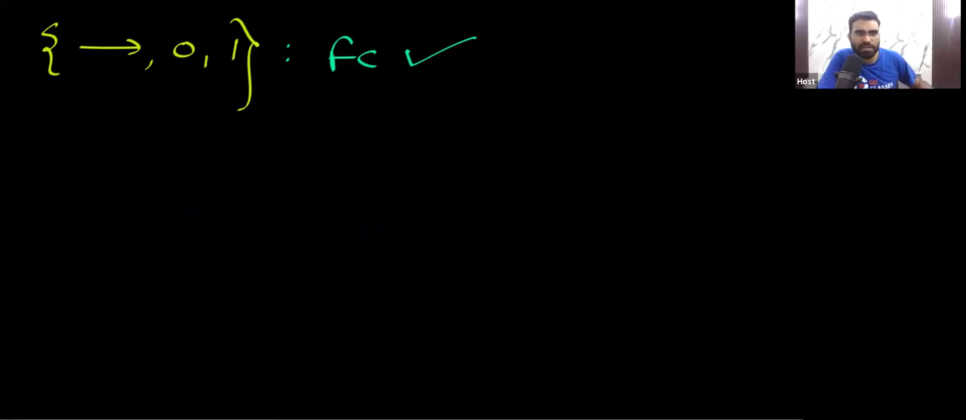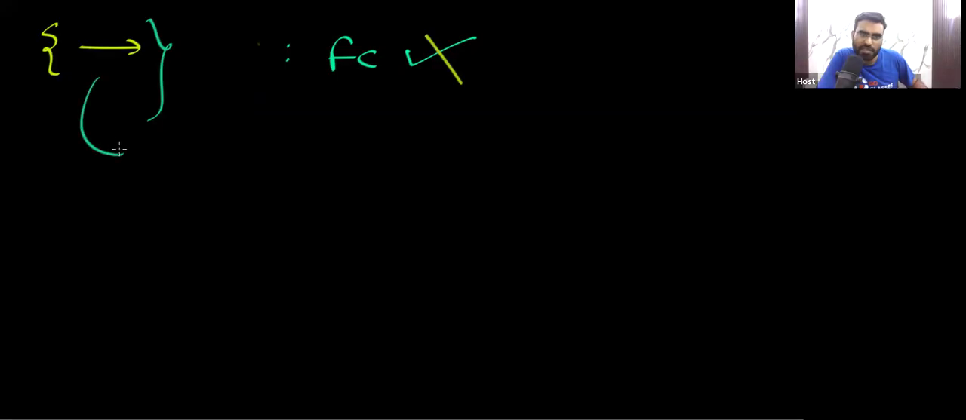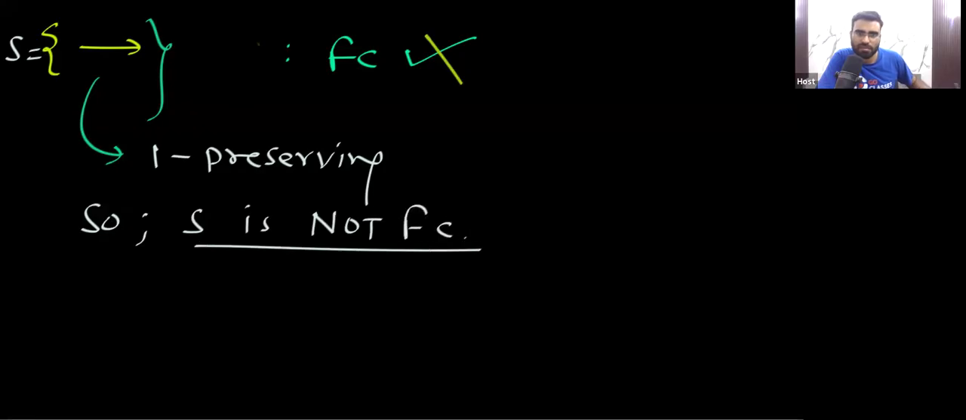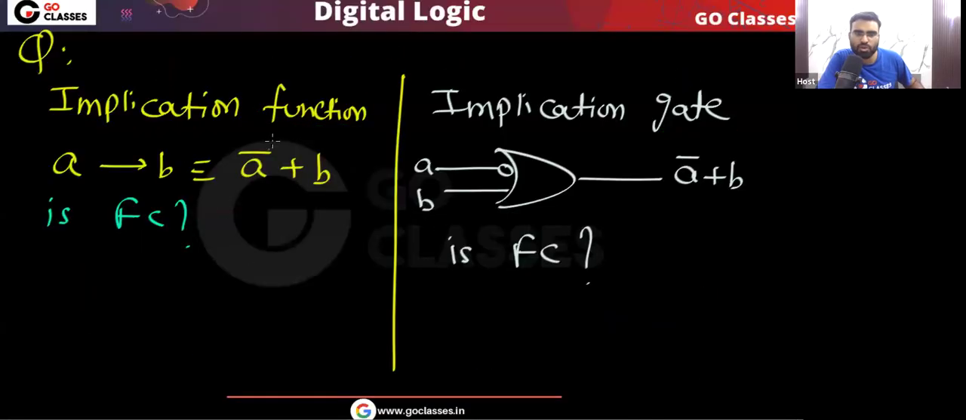But if you have only this, is this functionally complete? This is not functionally complete. Why? You only have this, and this is one preserving. In this set, only one function is there, and that is one preserving. So in this S, everyone is one preserving. So S is not functionally complete. Yes or no?